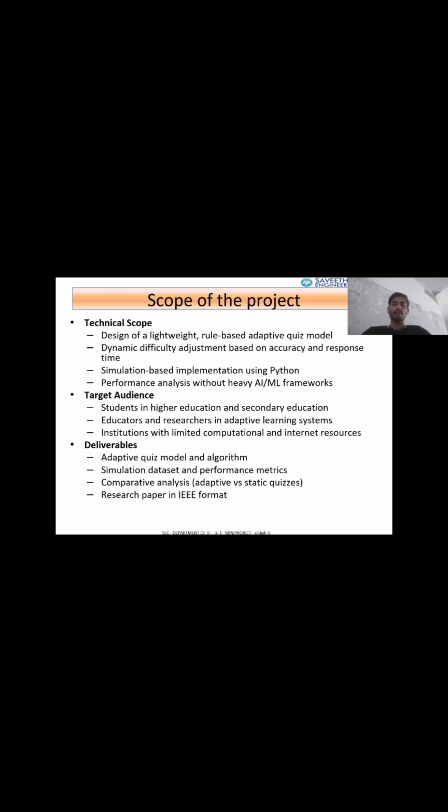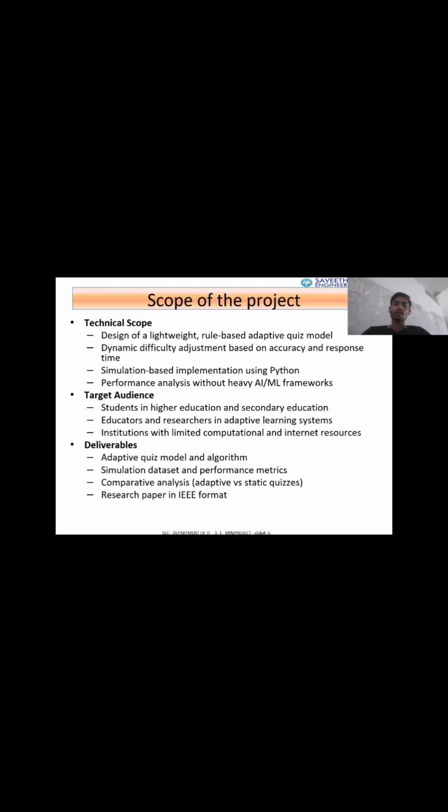Now I will explain the scope of the project. This project mainly focuses on designing a simple and effective adaptive quiz system. The main aim is to adjust the difficulty level of quiz questions based on how the student is performing. Instead of using complex artificial intelligence or machine learning models, this project uses a simple rule-based approach. This makes the system very lightweight, easy to understand, and suitable for every person at a low cost.